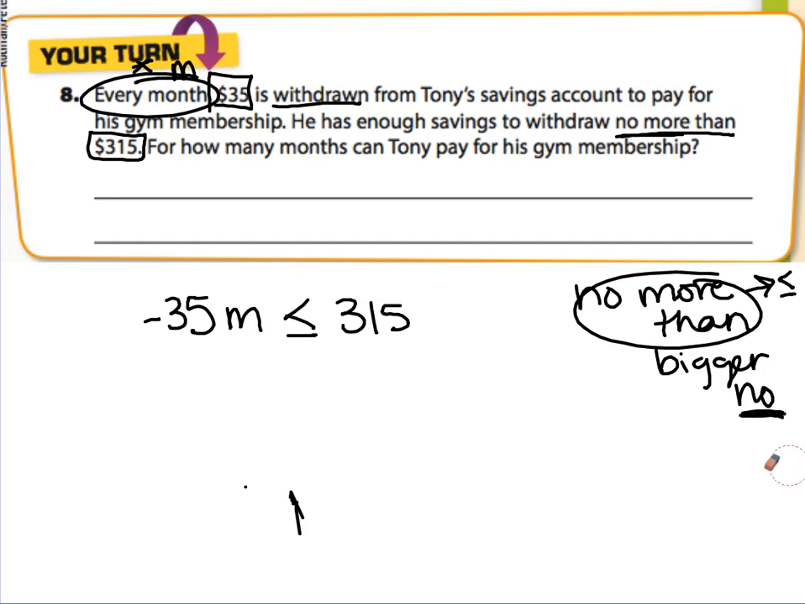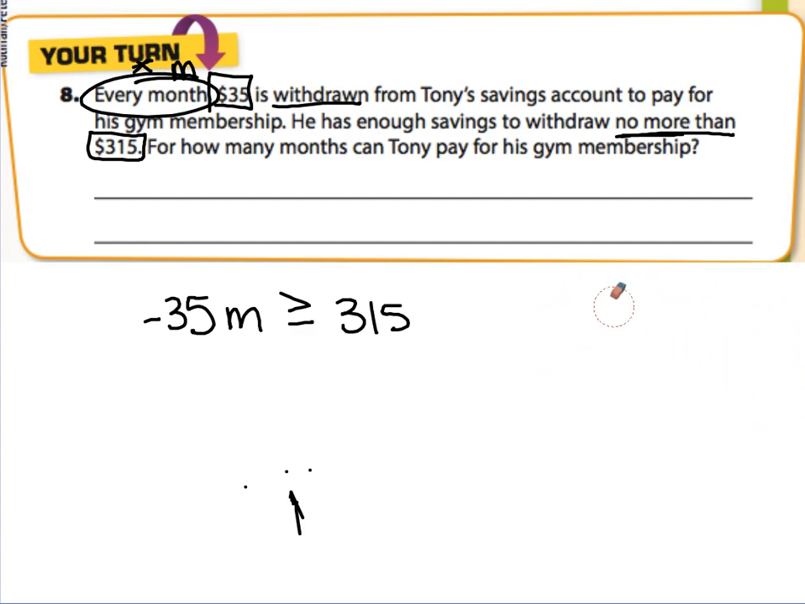"No more than" implies that what they take out cannot be any bigger than. So it should be greater than or equal to. My goodness, I was looking at the wrong problem. So "no more than." See how tricky this can be? He can take out $315, okay? But he can't take out anything more than that. That's it.